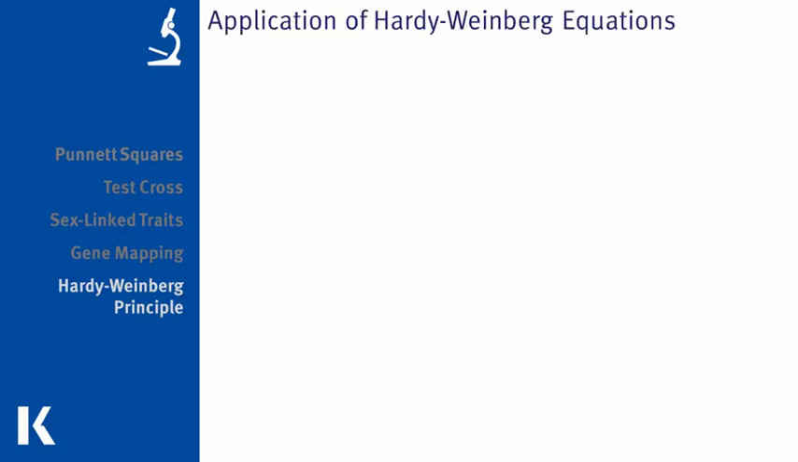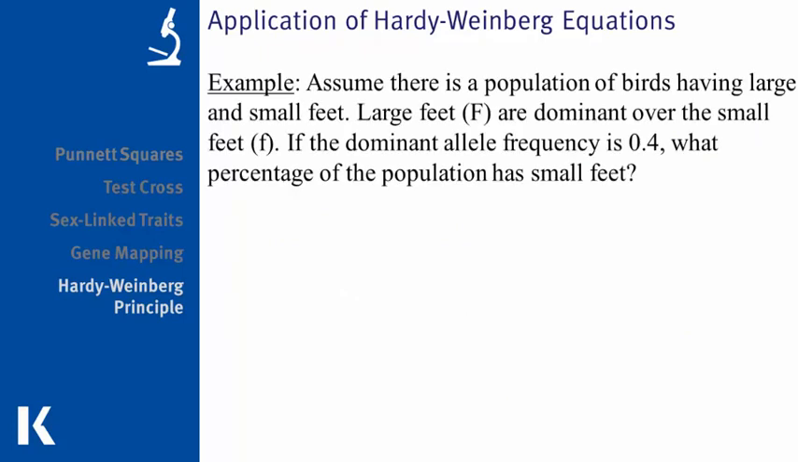These equations may take some getting used to, so let's try out a question that puts them to use. This question is asking you to use both equations to determine the phenotypic ratio of birds with small feet in this population, under the assumption that the population is in Hardy-Weinberg equilibrium. Try this question out on your own, and then we'll work through it together.